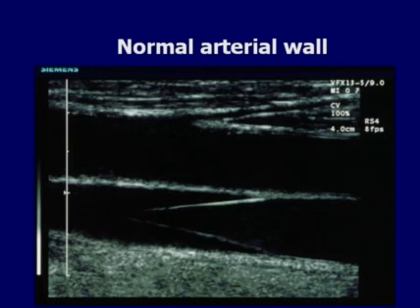Here is a nice, normal, very healthy artery. We can see the walls are thin and smooth here. No evidence of plaque, and a companion vein here below it with the nice valve leaflets.